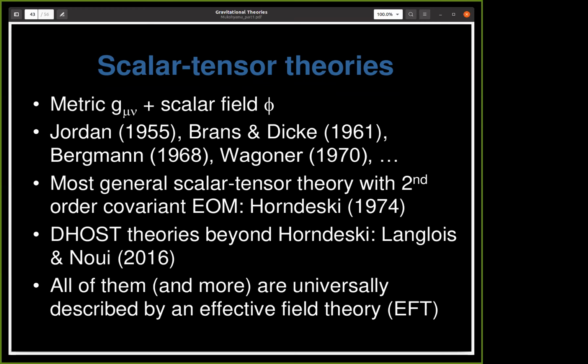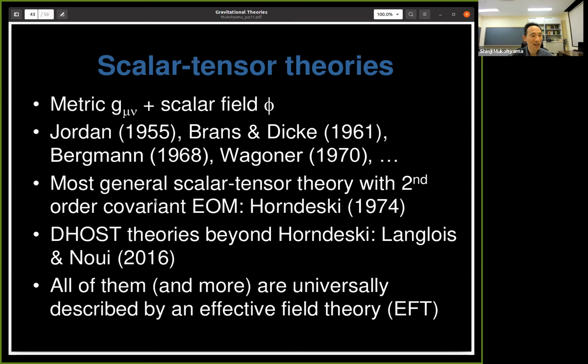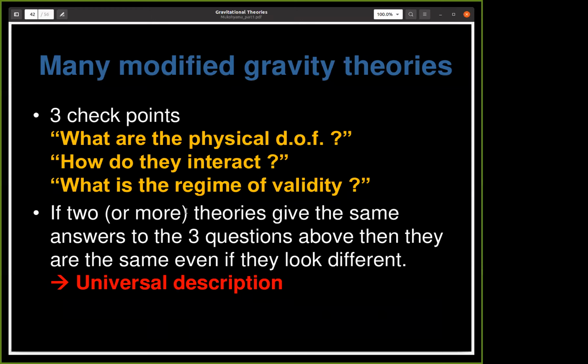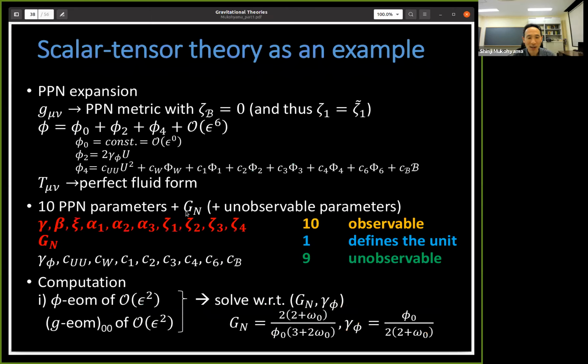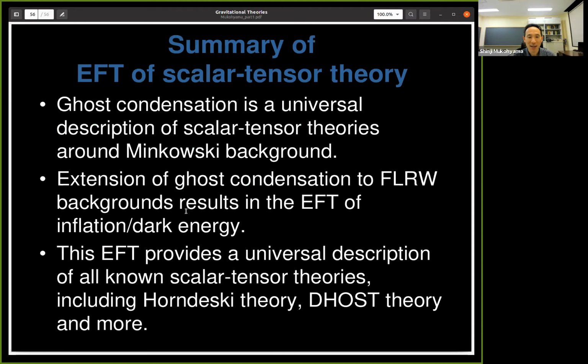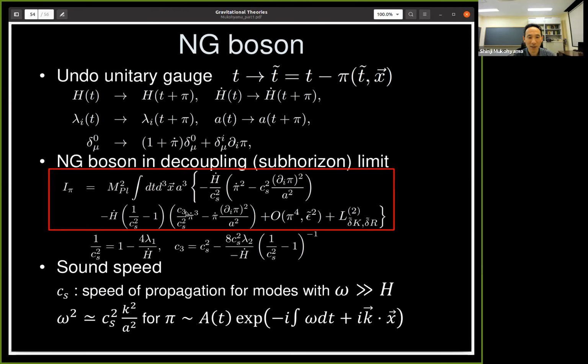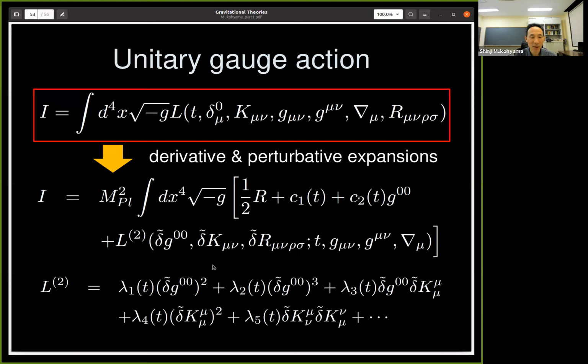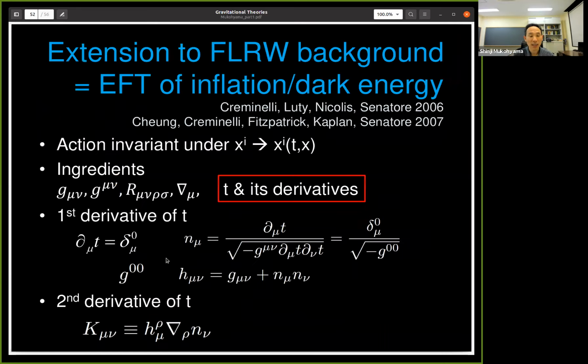Okay, I see the chat. The question is about the mapping between EFT and Horndeski and the DHOST. There are many terms, and for a given theory we can compute those coefficients, because once we know the theory, we can go to this unitary gauge.